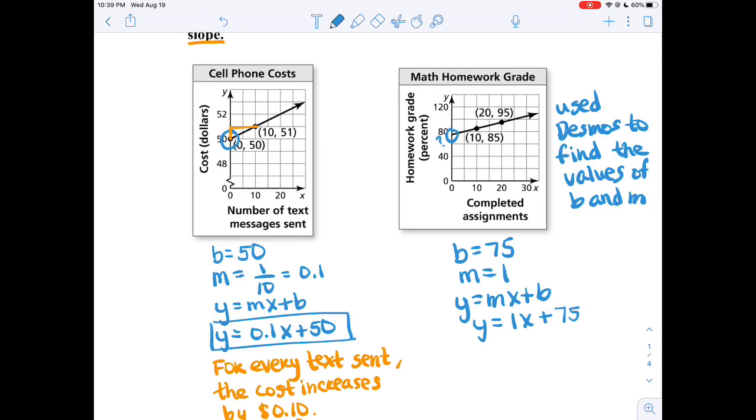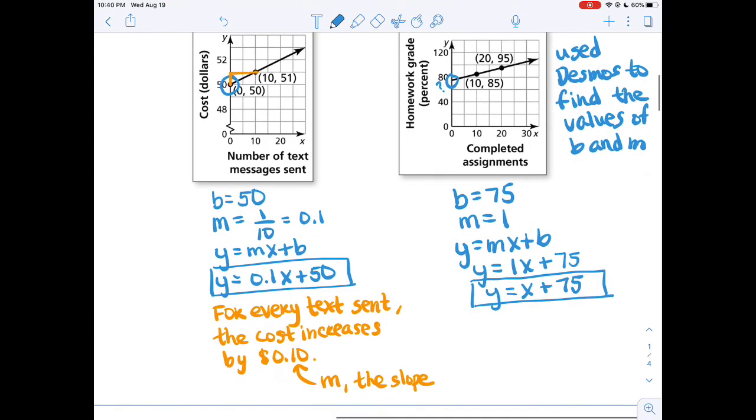We don't usually write a 1 in front of an x. We usually just assume that it's there, so we could actually simplify this a little bit and just say x plus 75. I wanted to go ahead and write the 1 temporarily so that we could emphasize that that's our slope. Remember that slope is the number in front of x.